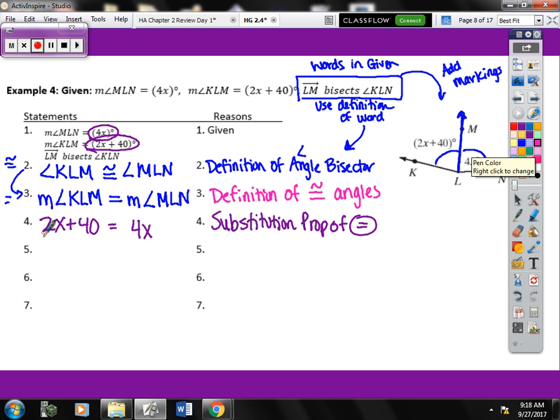But since the x is already over here, I would usually subtract 2x on both sides. So I would have on line 5, 40 equals 2x. What did I do to get there? I subtracted, so that's my subtraction property.